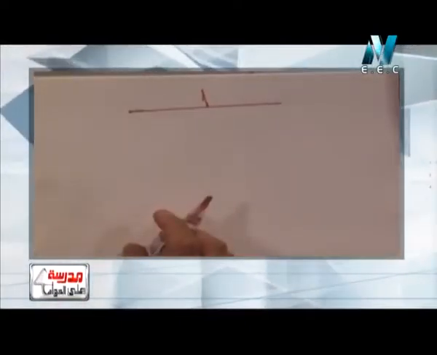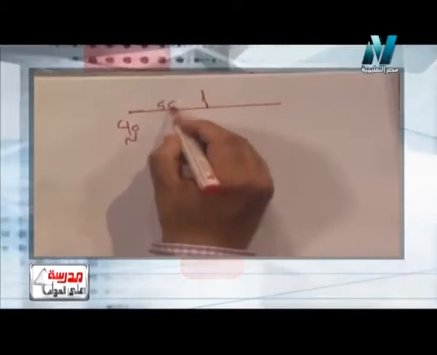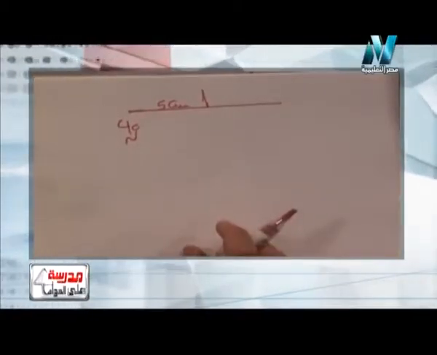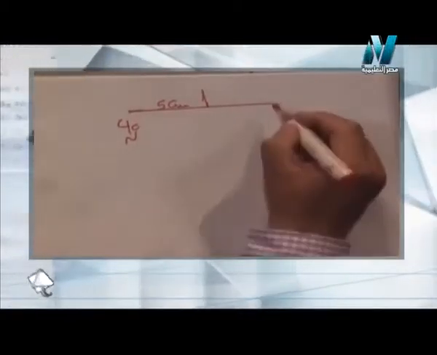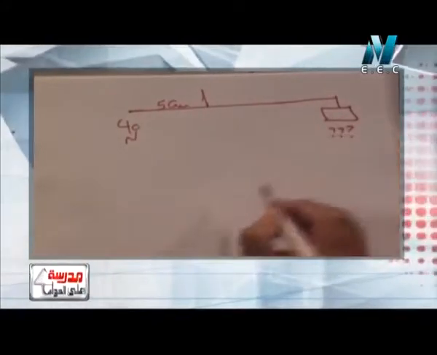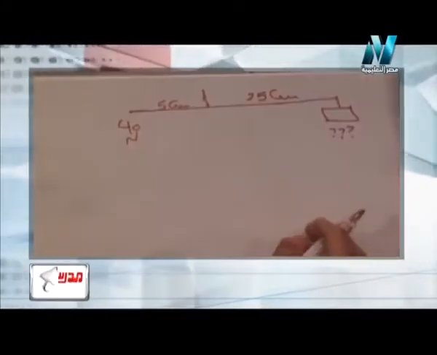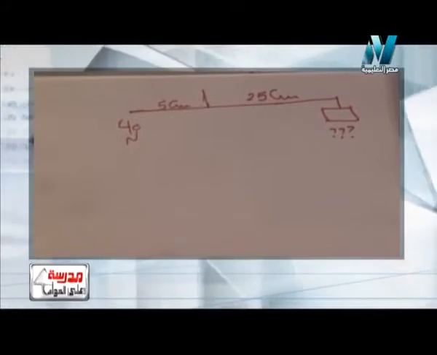The long uniform metallic bar is hanged from its midpoint. A force of 40 Newton is exerted at 5 centimeters. Here is 40 Newton exerted at 5 centimeters from this midpoint. Find the weight which must be hanged at the other side. Here I have a weight. I don't know this weight. Hang it at 25 centimeters to make a balance. So I must write the law.